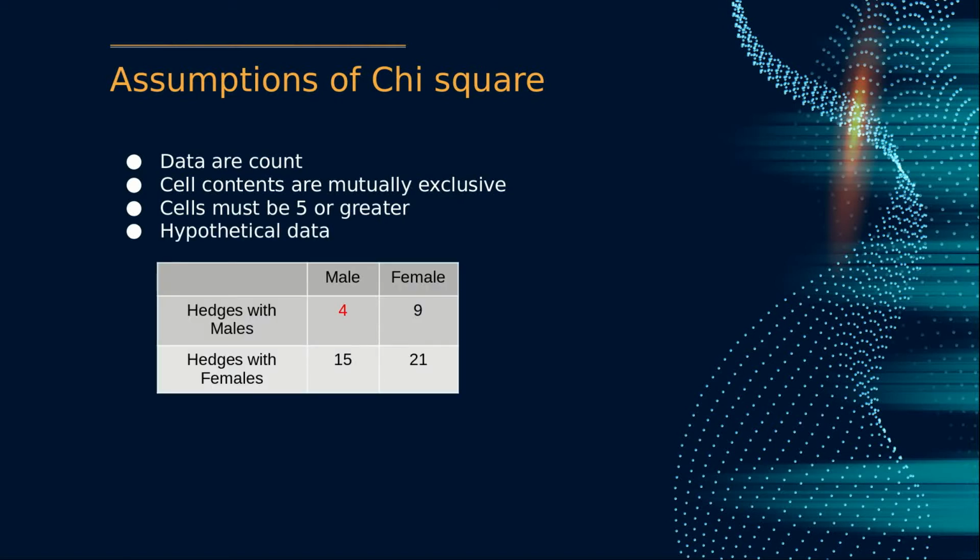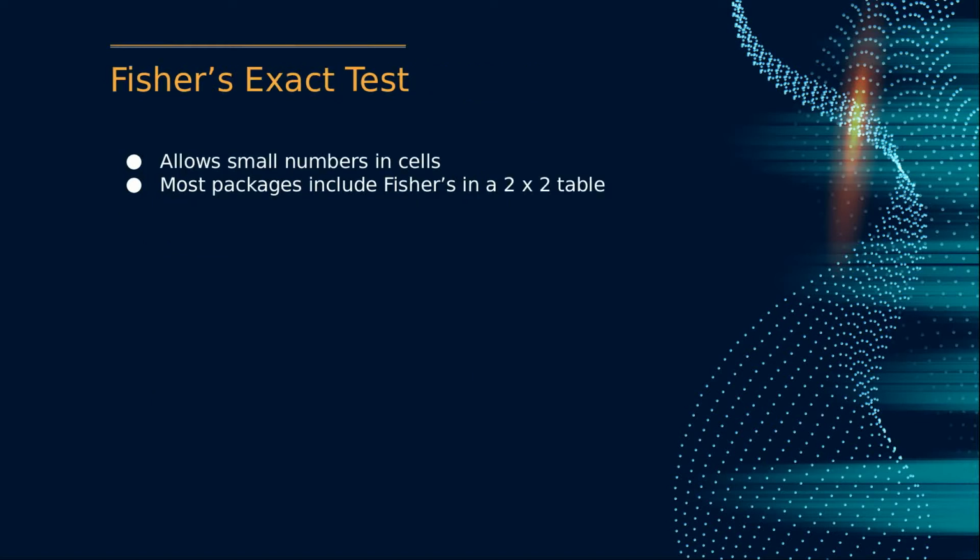What if you have hypothetical data where there are fewer than 5 in a cell? Well, Fisher's exact test is the way to handle it. It allows for small numbers in cells, and most stats packages include a Fisher's for a 2 by 2 table. But what if your data entail a much larger table?